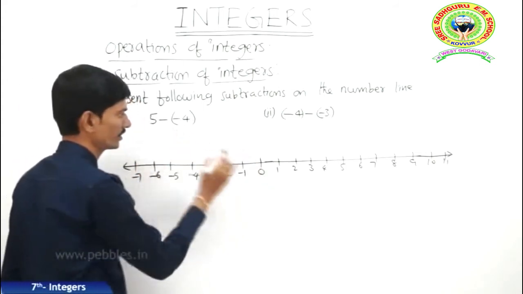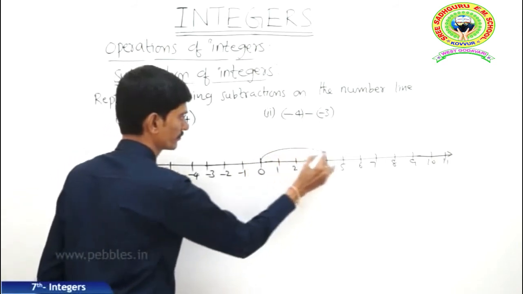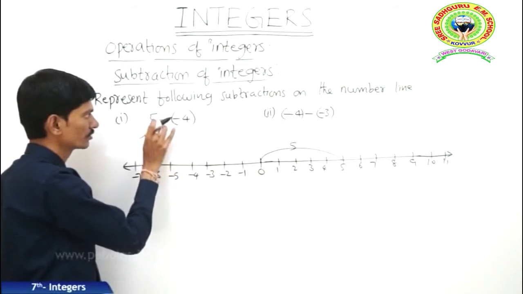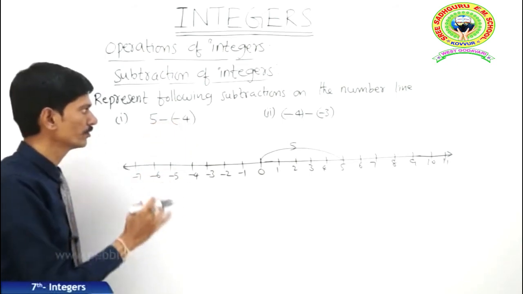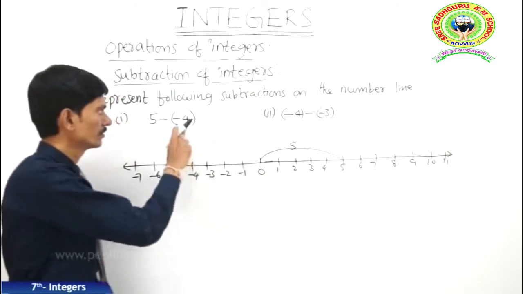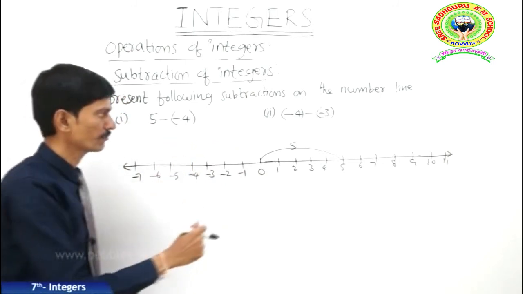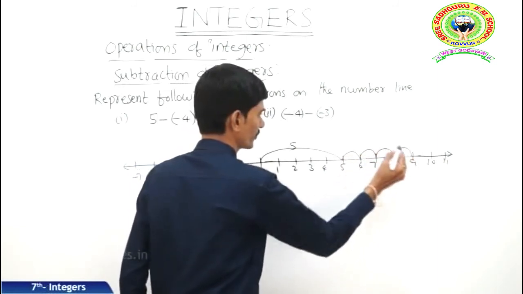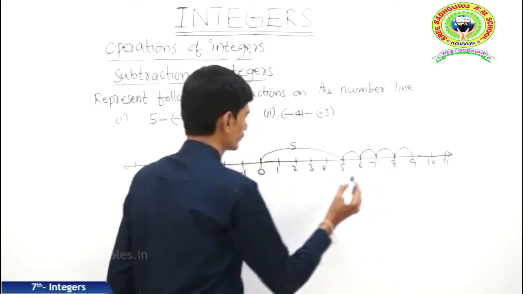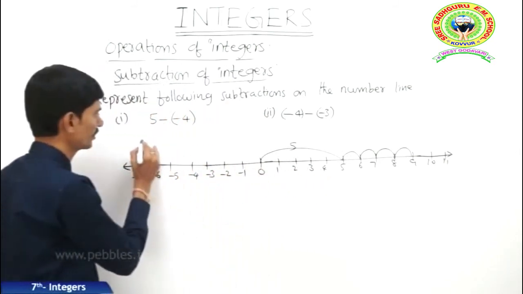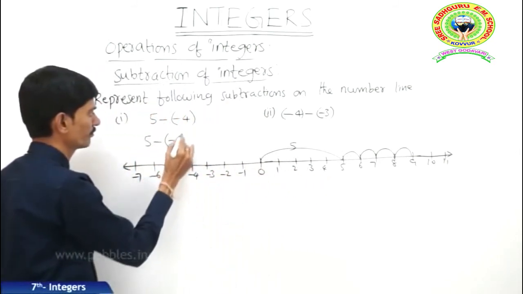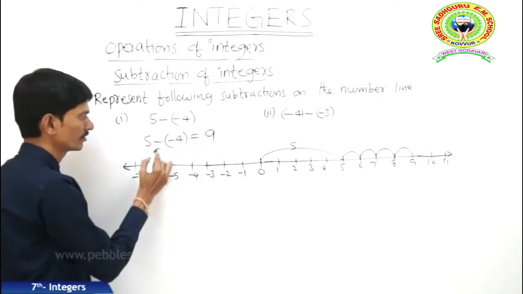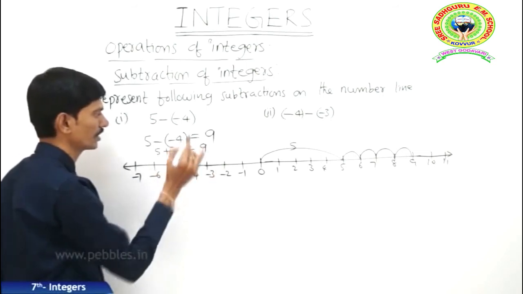So let us represent 5 on the number line, 0 to 5. And when you subtract a negative integer, then we move right on the number line. So we move 4 more units on the number line. So then we get 1, 2, 3, 4. So then we reach 9. So therefore 5 minus of minus 4 equals 9. So minus of minus is nothing but plus. So 5 plus 4 equals 9.